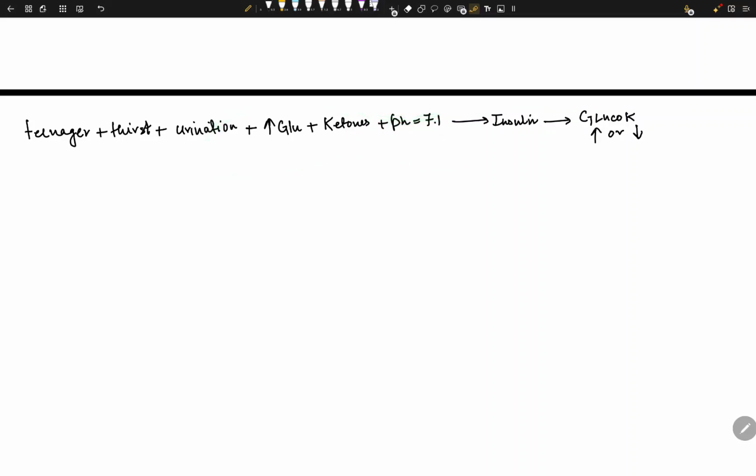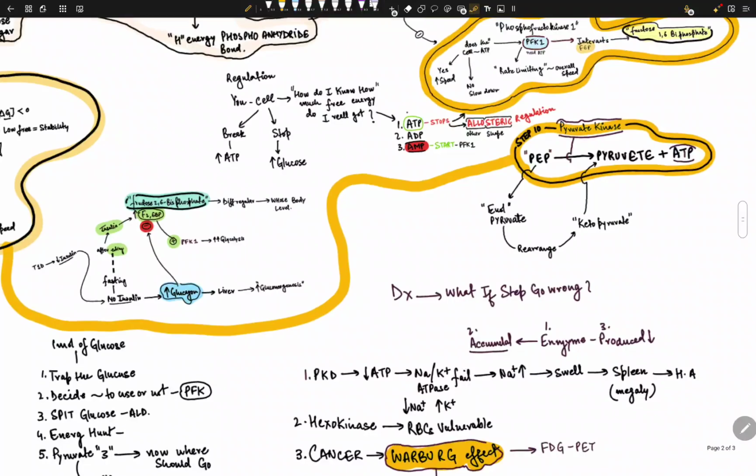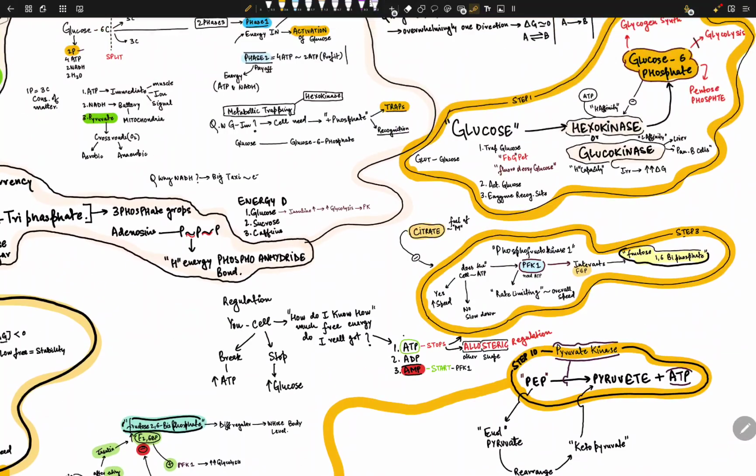So I hope you understand this whole discussion about hexokinase versus glucokinase, right? Hexokinase is present almost everywhere, and glucokinase is only present in the liver and pancreatic beta cells. Glucokinase has a high capacity for handling glucose, but hexokinase doesn't have that.